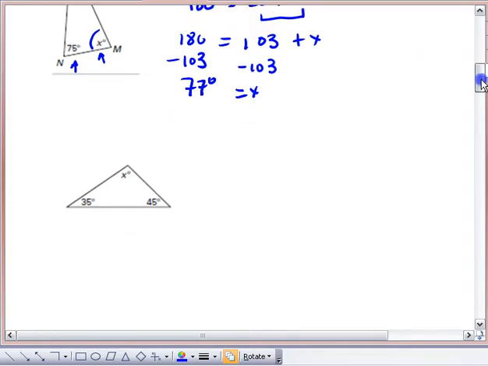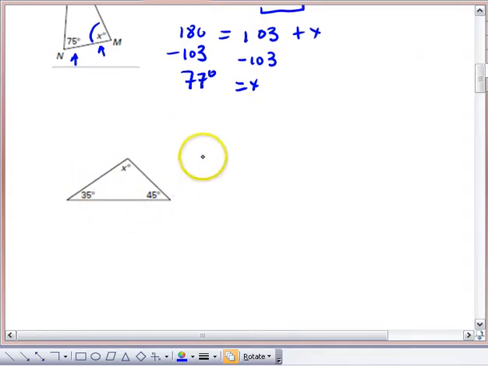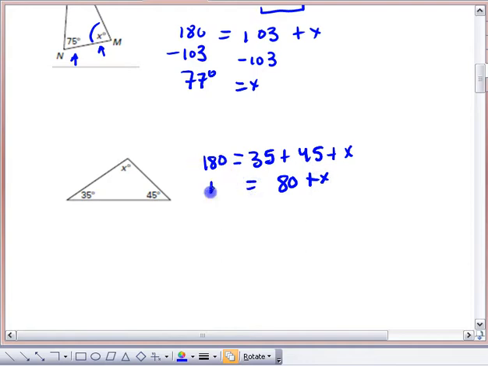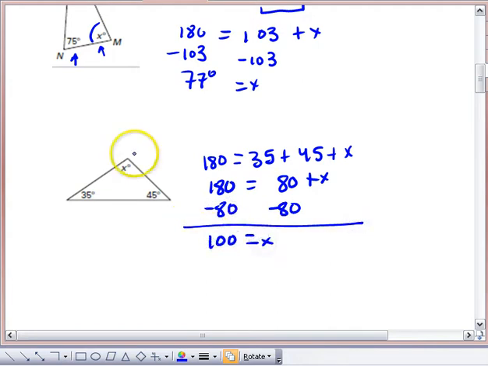Here's another example. Again, all my angles should equal 180 degrees. If I add them together, 35 plus 45 plus x, I should be able to get 180 degrees. So let's add 35 and 45. That gives me 80 plus x equals 180. I'm going to undo adding 80, so I'm going to subtract 80 from both sides. I get 100 equals x. So that means that this angle right here is 100 degrees.